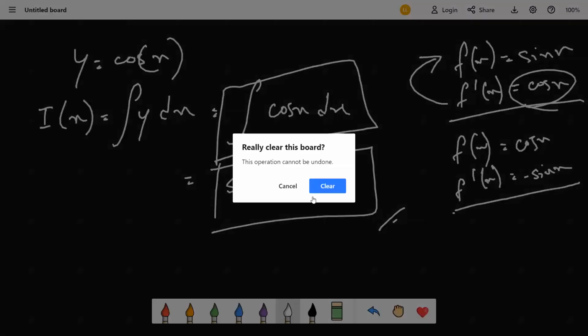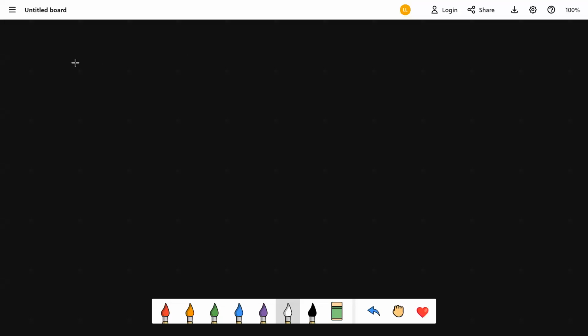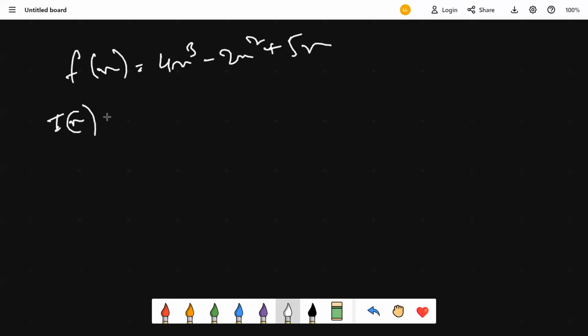So moving on to the next one, we have f of x equal to 4x cubed minus 2x squared plus 5x. Here we can use the sum rule and the power rule to find our actual result. So the integration of this expression, 4x cubed minus 2x squared plus 5x dx.